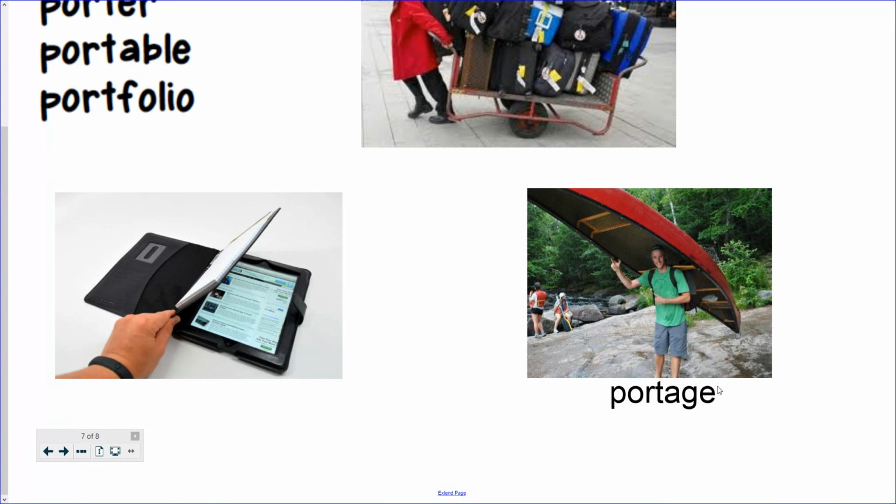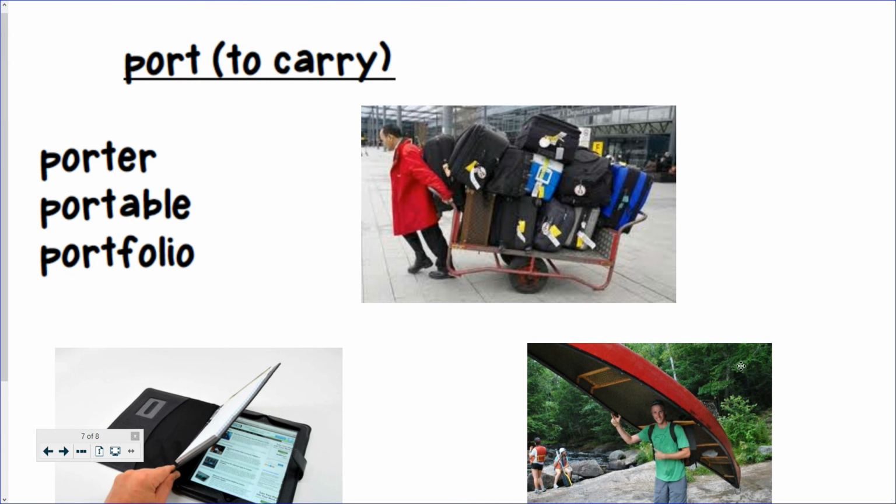And we talked about this one too. Portage means to take from one body of water to another. So if you're going from one river to a lake or another river, you got to get your canoe over. You can portage it over the land, and carry it like that. That guy right there is usually doing it right over their back.